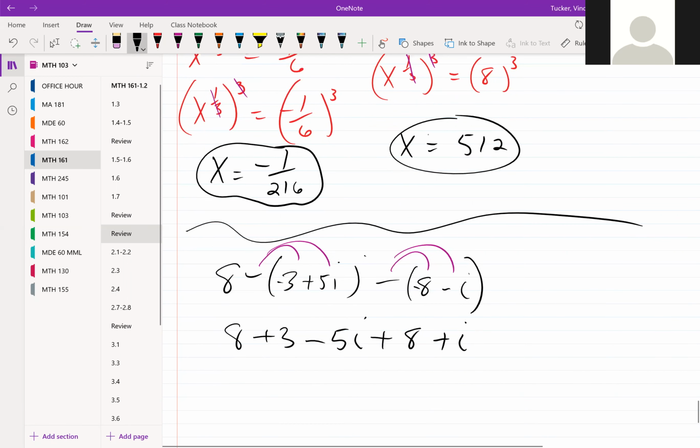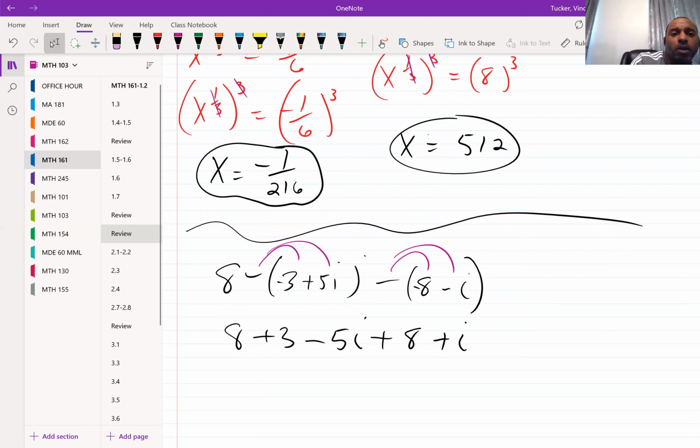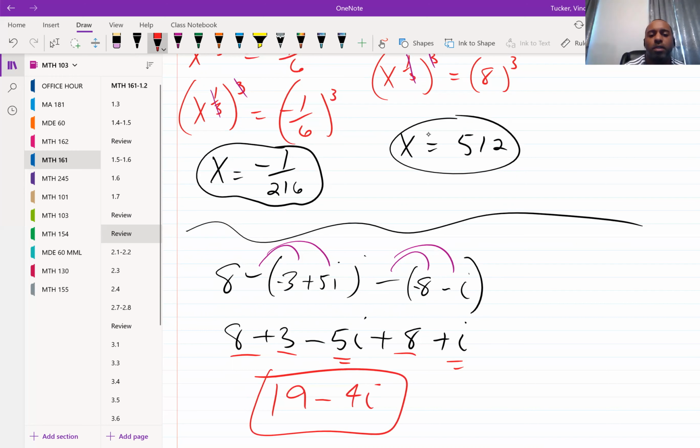Then from there, you combine your like terms, combine all of your reals. So 8, 3, and 8 will give you 19. And then negative 5i plus i will be negative 4i. And that's all you need to do. Okay, thank you. Not a problem.